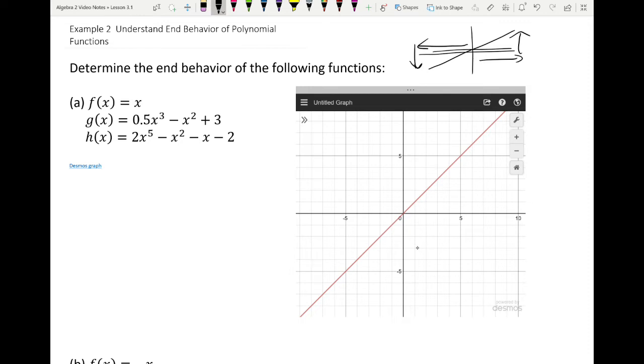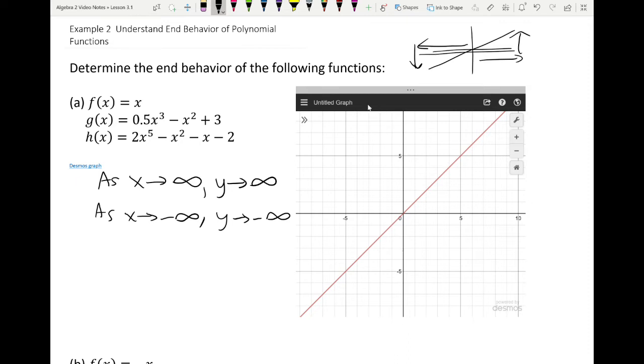So the way we write that for f of x equals x is as x gets bigger and bigger, which means approaches positive infinity, y gets bigger and bigger, more positive, so positive infinity. As x gets more negative, or negative infinity, y also gets more negative, or negative infinity.